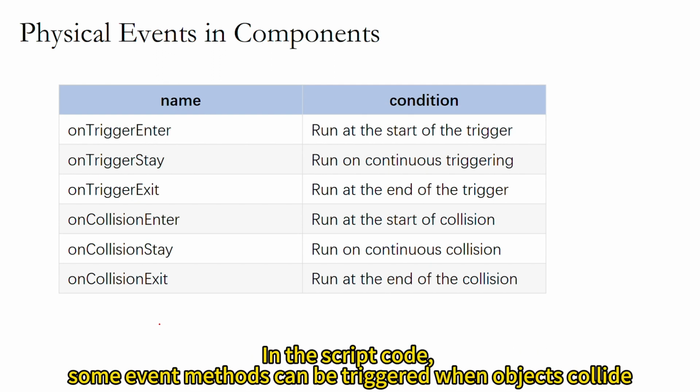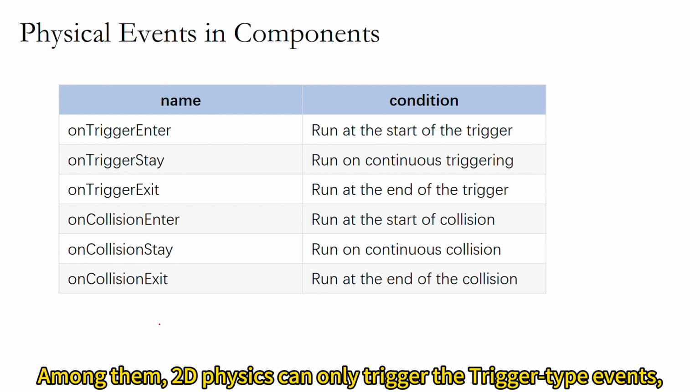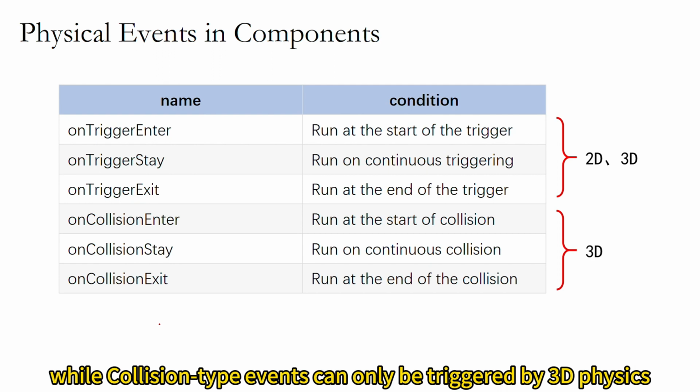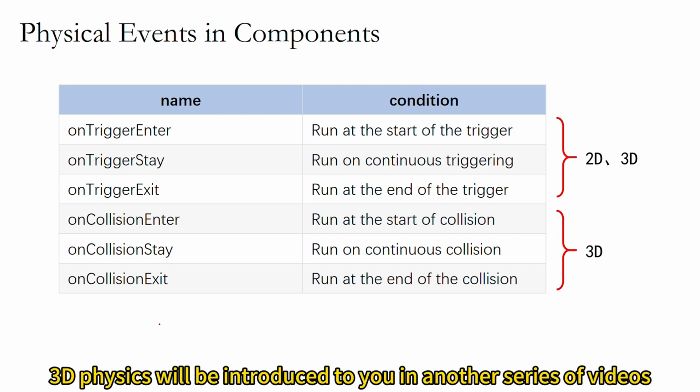In the script code, some event methods can be triggered when objects collide. Among them, 2D physics can only trigger the trigger type events, while collision type events can only be triggered by 3D physics. 3D physics will be introduced to you in another series of videos.